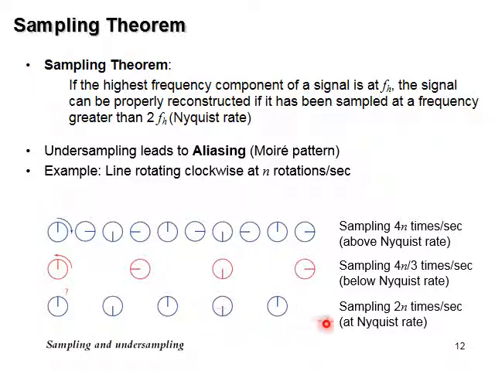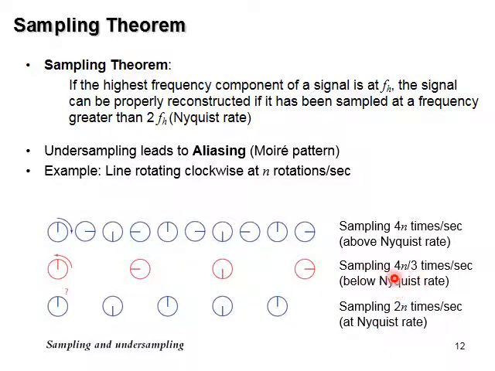Now if someone shows you this and asks you which direction the line is rotating, is it rotating clockwise or anti-clockwise? From this pattern you would not be able to tell, right? Because we need to see the intermediate positions of the line to be able to tell if it was rotating clockwise or anti-clockwise, like what we have here. So this is 2n, right?